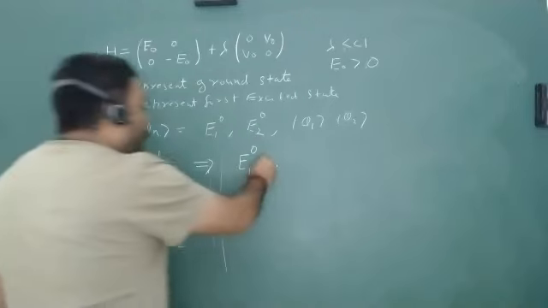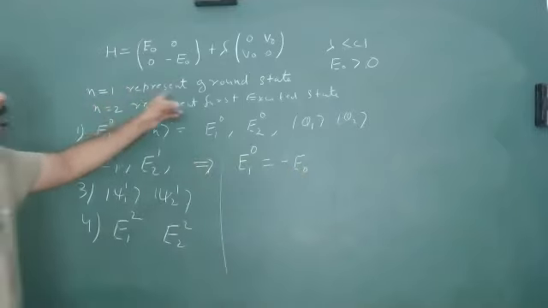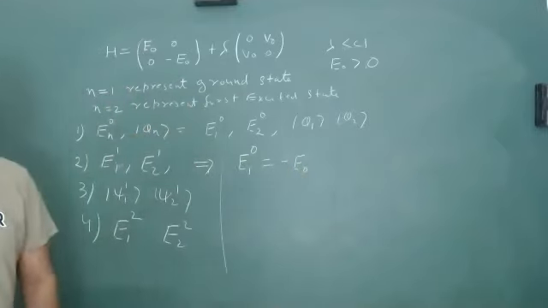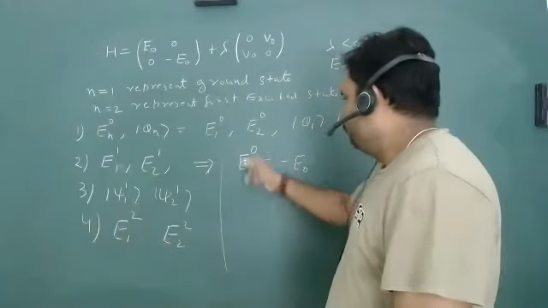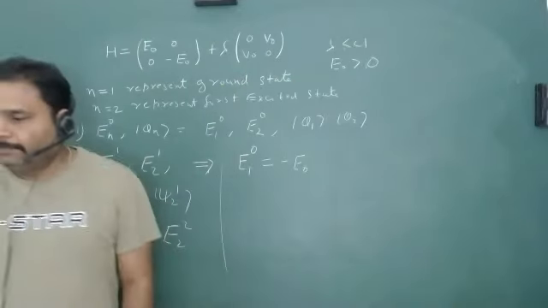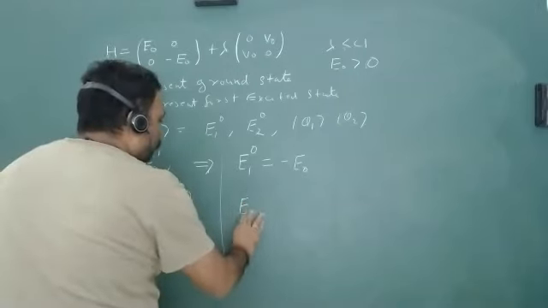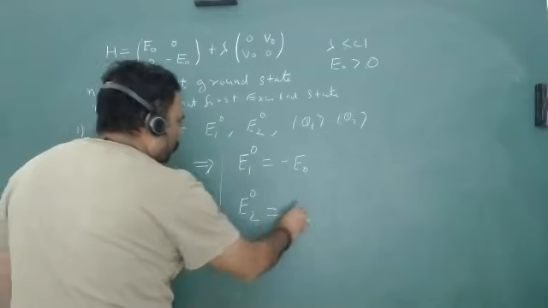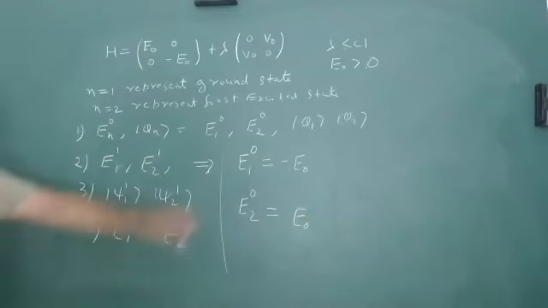Minus E naught. That is minus E naught. Isn't it? Because what I am saying, N is equal to 1 represents the ground state. So minus E naught is less than E naught. So you have to write E10 is minus E naught. This notation is very important. And what will be E20? E20 is equal to E naught. So first you have to identify this one. Unless you identify this one, this will be very dangerous.